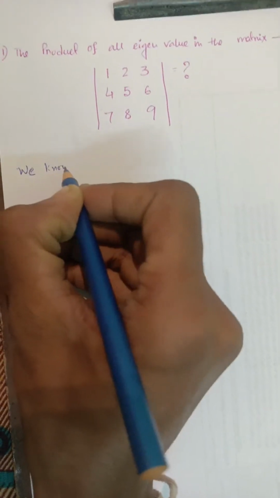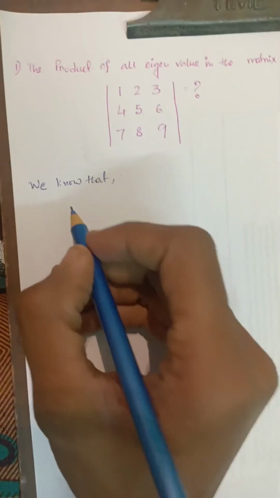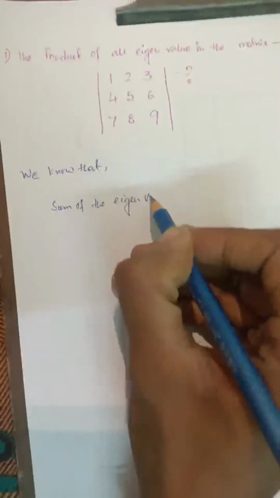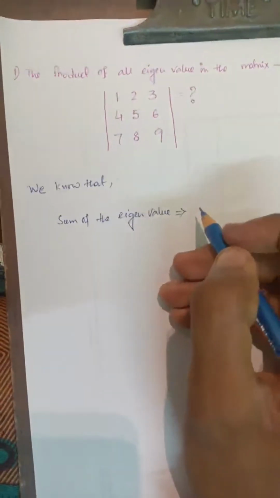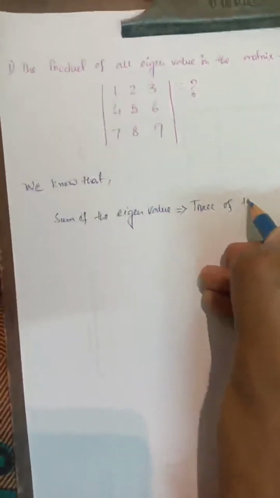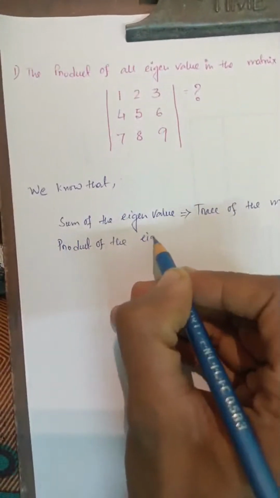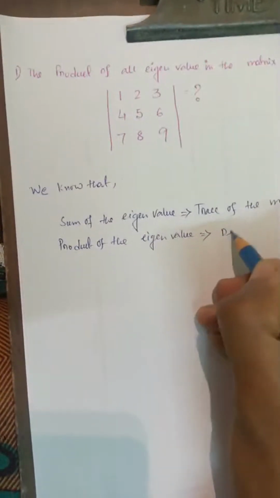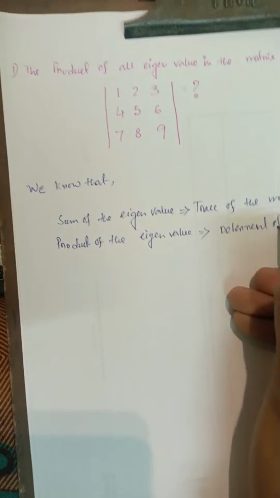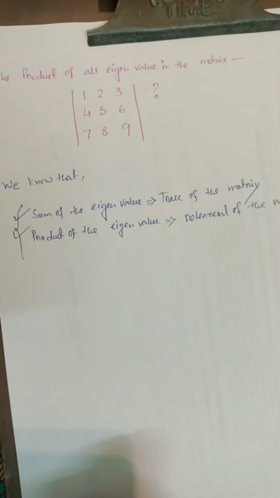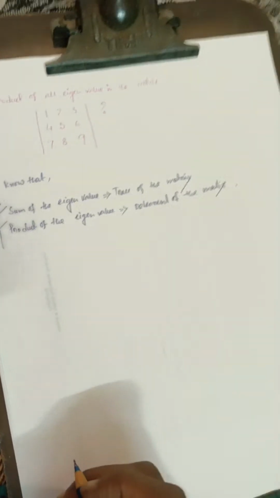We know that the sum of the eigenvalues is equal to the trace of the matrix, and the product of the eigenvalues is equal to the determinant of the matrix. So these are the two important formulas. The sum of the eigenvalues is equal to the trace of the matrix, and the product of the eigenvalues is equal to the determinant of the matrix.